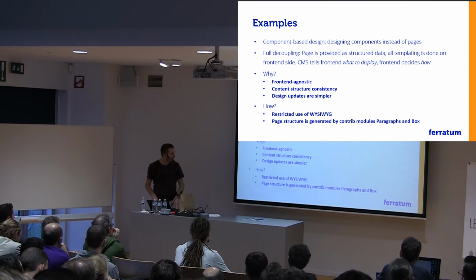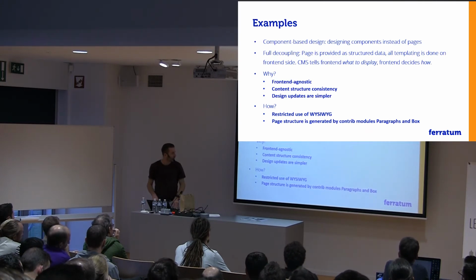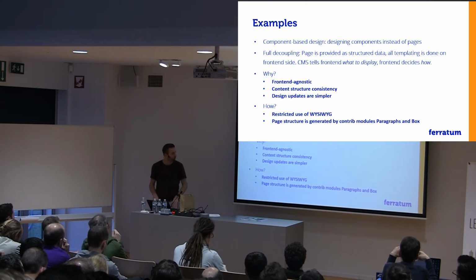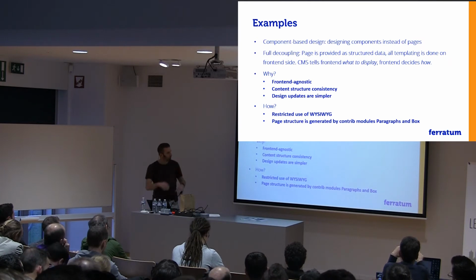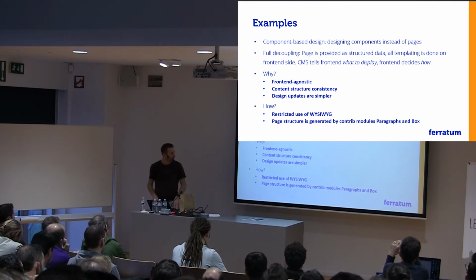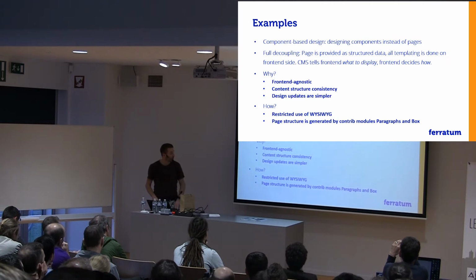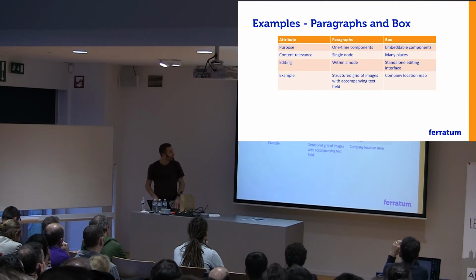So we have restricted the use of WYSIWYG quite a lot, and we are generating the page structure using two contributed modules, paragraphs and box, and we have, of course, multiple types of each of these, so that we can really specify: this is the kind of component that the editor should use for this purpose, and so on. I will show it a bit later.